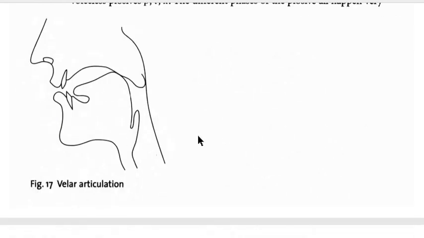This position is the velar position. You see that this is the velum and this is the back of the tongue. The structure is created here and the air is compressed in this area and is not allowed to escape. When this structure is opened, the sound can be produced, released and heard.